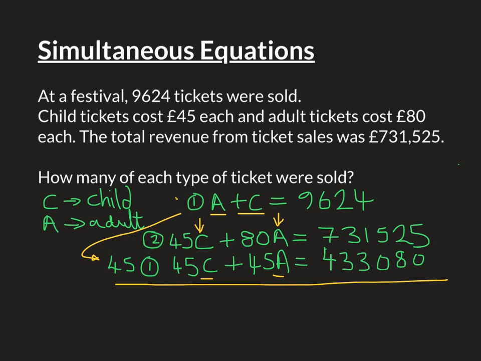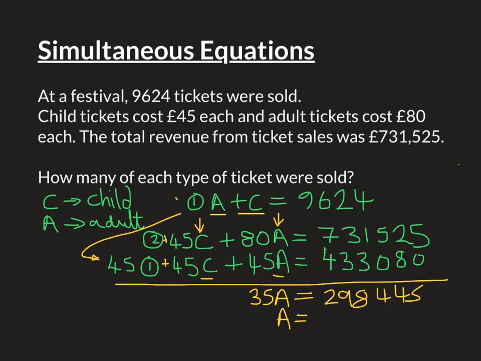The next step is, do I need to subtract them or add them? Well, I look at the coefficient that's the same, the signs in front are the same, so you subtract. Right, so 45c take away 45c is 0c. We eliminate c, that's the point. 80a take away 45a, I'm left with 35a. And finally, those two subtracted from one another is 298,445. And so divide both sides by 35.